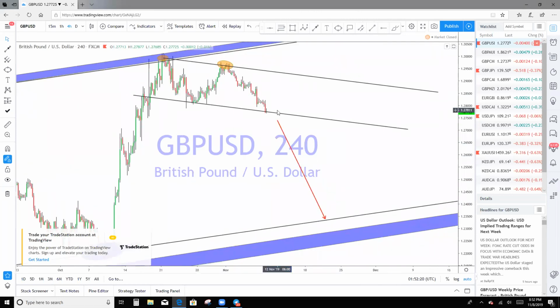Let's get to it. If we know this is trending down, what should we think for a second, guys? What should we wait for if we know this is trending down, and we want to get the best possible entry?